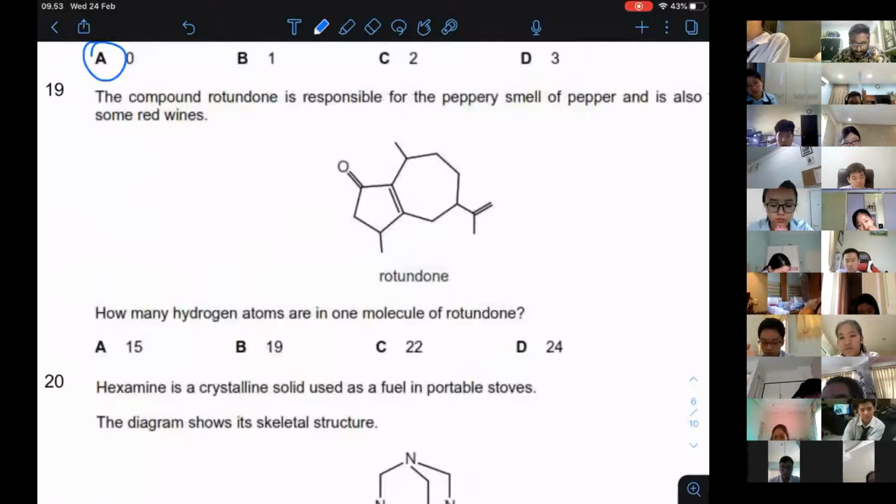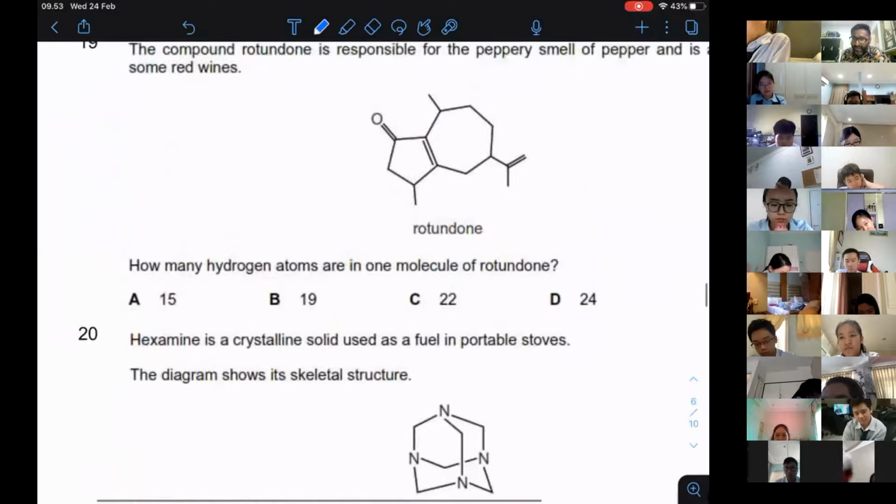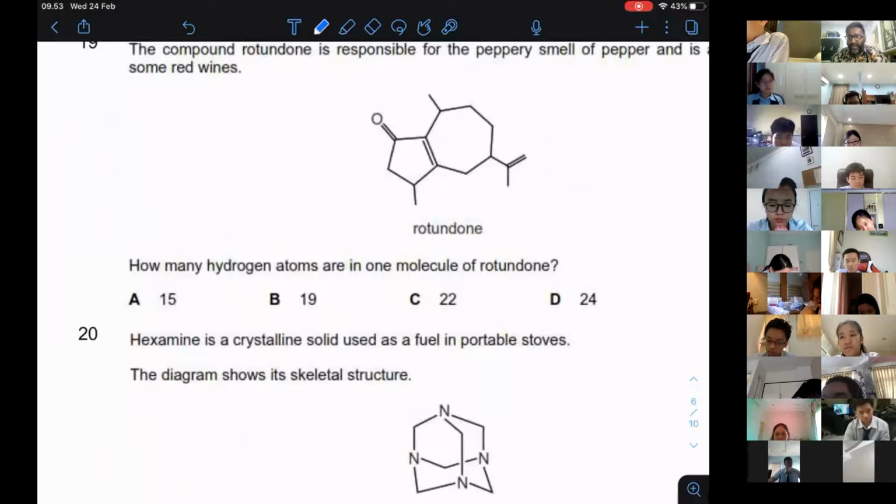For example here, they ask you to calculate how many hydrogen atoms there are. Just use whatever I taught you. Josh asked earlier, when you have a line, is it going to be hydrogen alone? The answer is no. This line represents carbon. This is carbon, and each carbon is bonded to 4 groups.